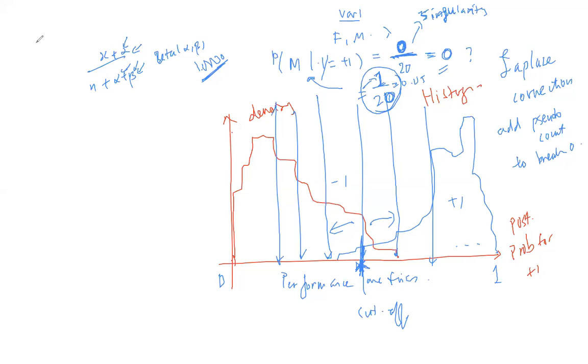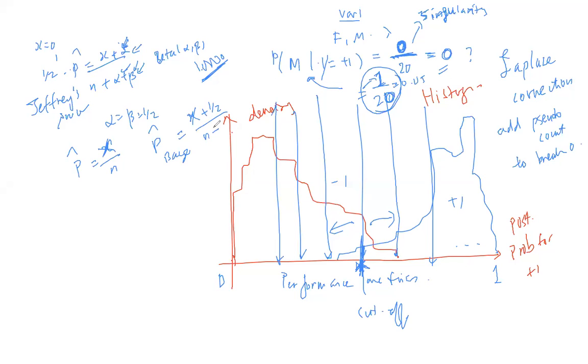For example, if your x is equal to 0, people add some value here, let's say they add 1 or add 1/2 or whatever. If you use what we call a Jeffrey's prior, alpha equals beta equals 1/2. So instead of estimating p hat as x over n, they will estimate it as big X plus 1/2 over n plus 1. This is the same as adding pseudo counts.